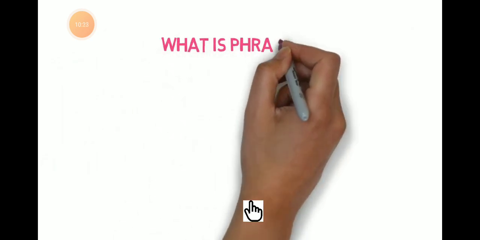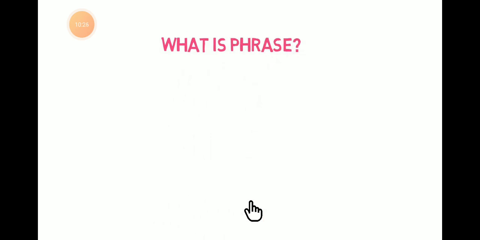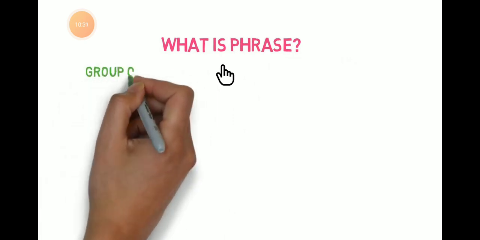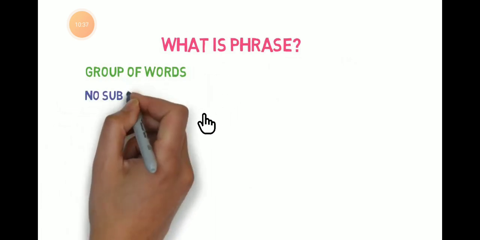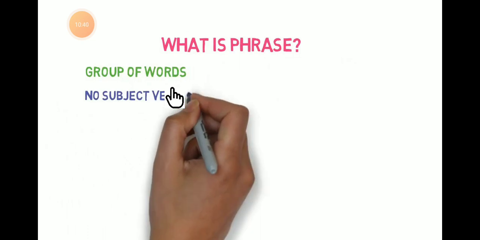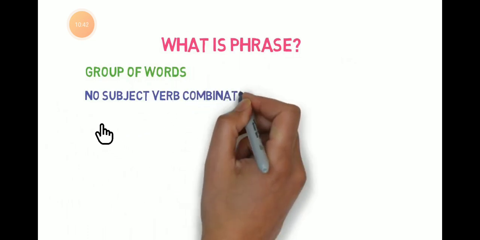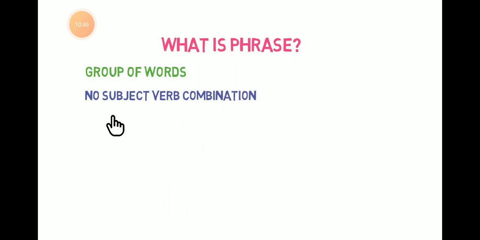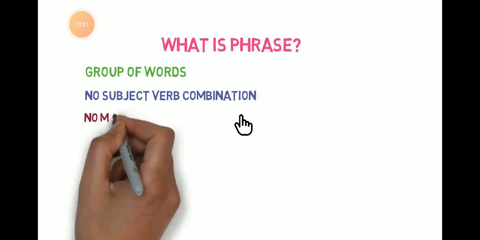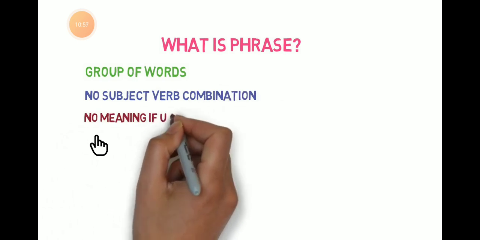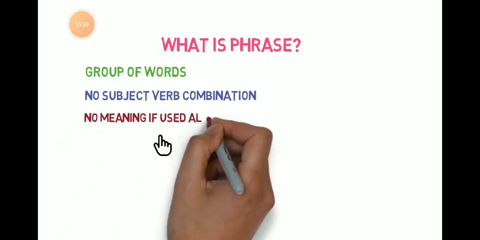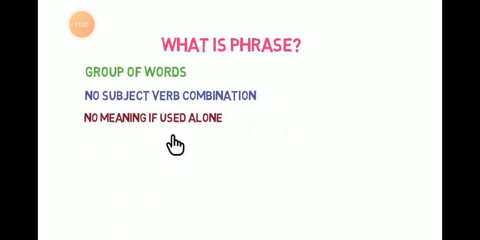Now we will learn what a phrase is. In the previous slide we got a little introduction to both. A phrase is a group of words. As you have learned, it doesn't have a subject and verb combination. And the third point is that it has no meaning if used alone.